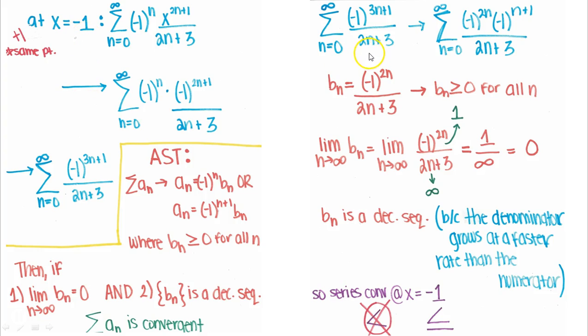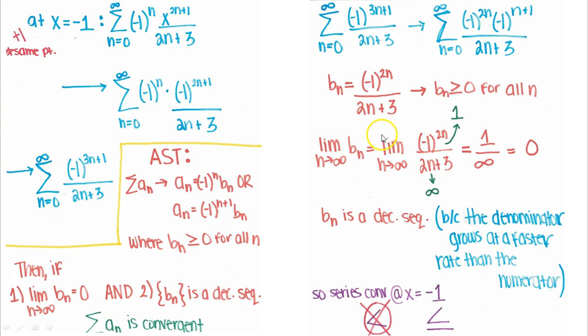We first have to isolate it so that we get either a (-1)^n or (-1)^(n+1). So I isolated it out to (-1)^(2n) times (-1)^(n+1) over 2n plus 3. The b sub n you're left with is (-1)^(2n) over 2n plus 3. You want to check to make sure that your b sub n is greater than or equal to 0 for all n, which it is.